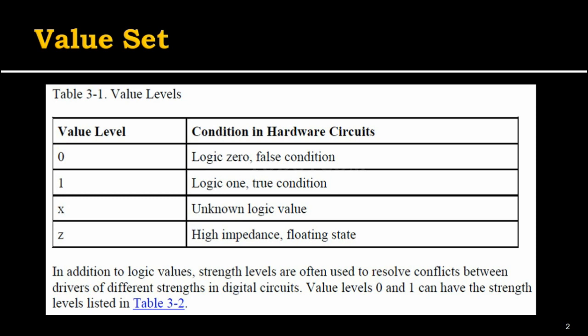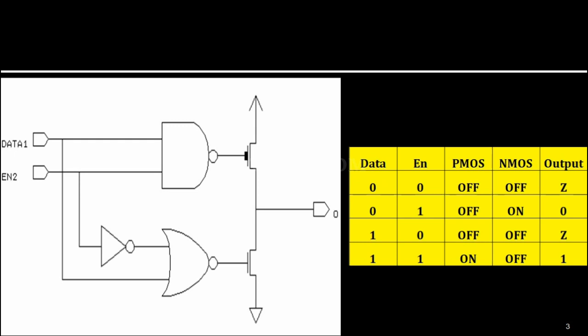Let me explain what the high impedance state is. Consider this circuit, which consists of one PMOS transistor and one NMOS transistor. These two transistors are used to derive the logic gates: NAND gate, NOR gate and NOT gate. One data input is given, and another, an enable signal, is also given. Based on the input signals, the output differs. See the truth table on the right side. Initially the data and the enable are both 0. Then the PMOS transistor and NMOS transistor are both switched off. At that time the output is a high impedance state, that is Z.